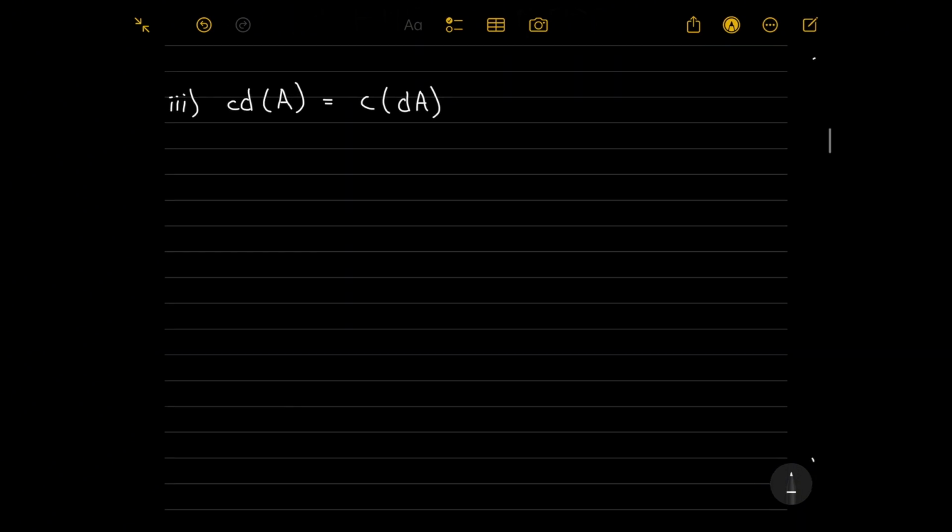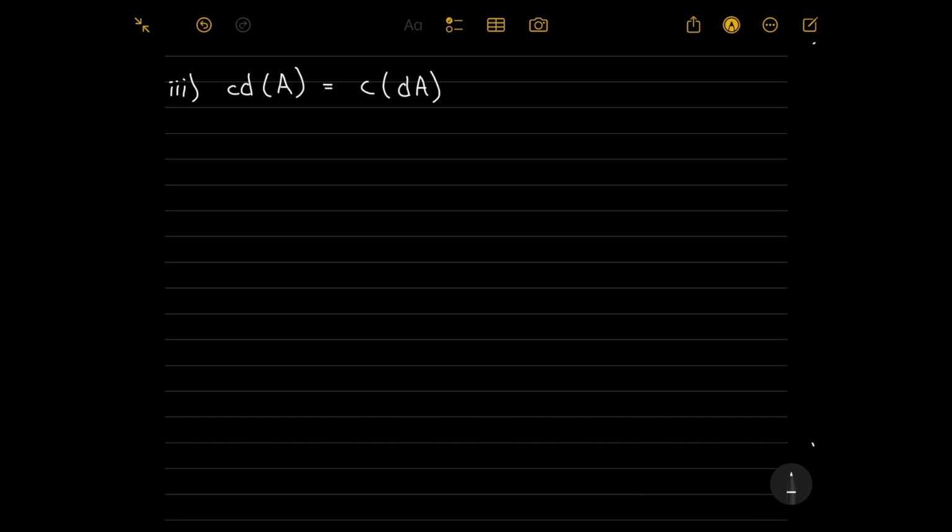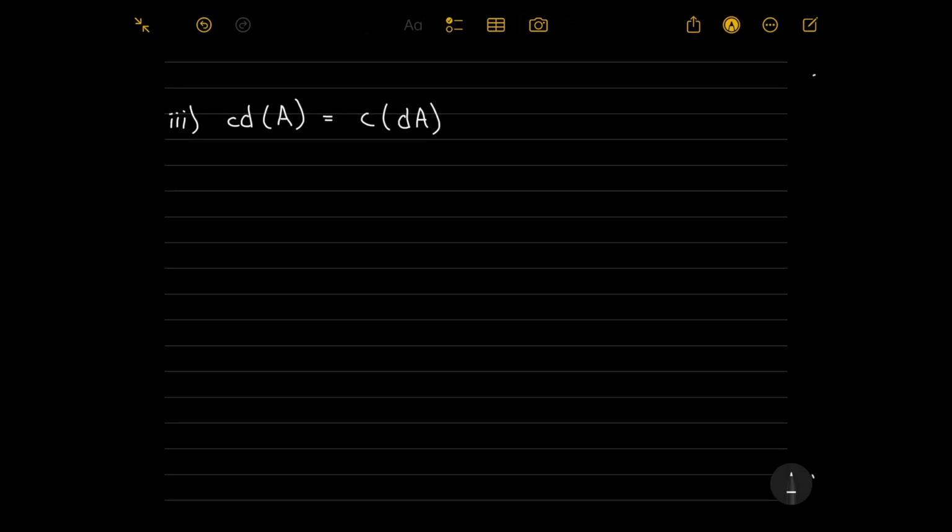Okay, moving on to part 3. Part 3 is CD into A equals C into DA. This is also that property, and simply we're going to put the values here. So let's do the left hand side first. Left hand side is C is 2, then into minus 4 is D, and the matrix A. So that's 2, minus 3, 4, and 5.